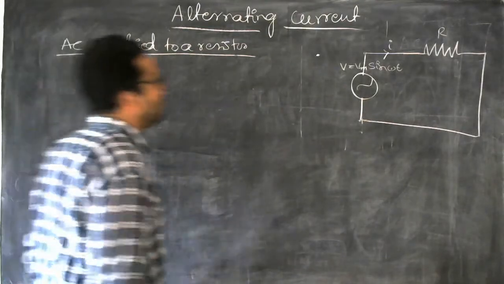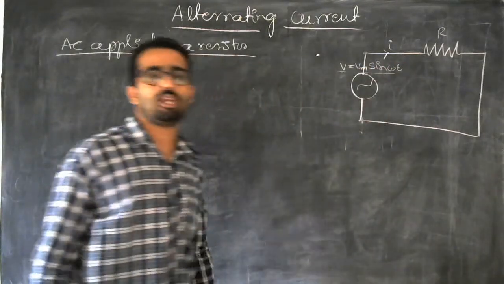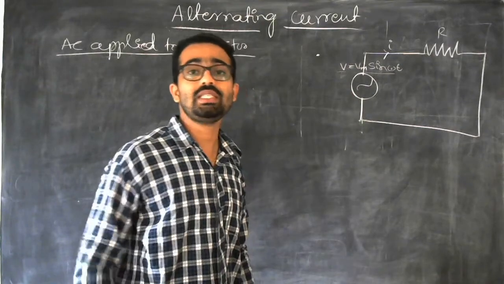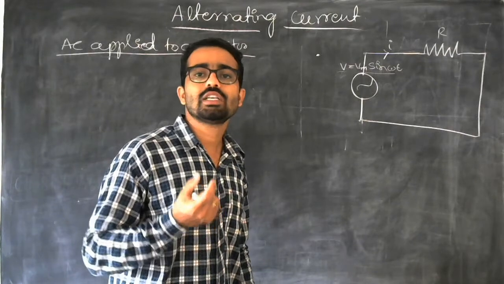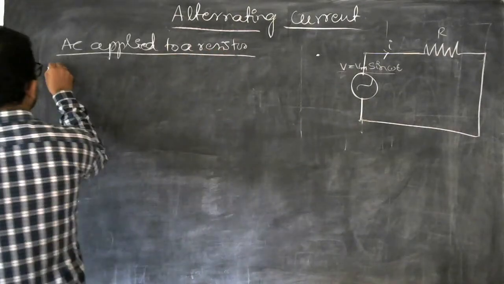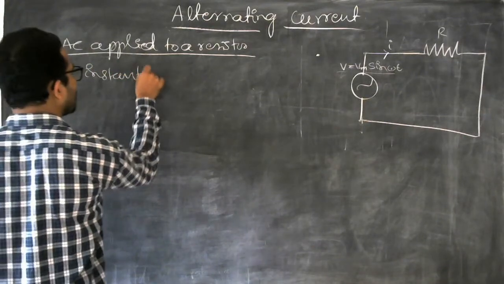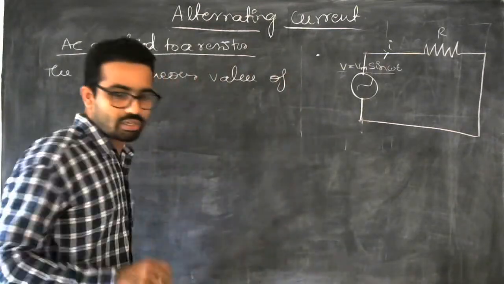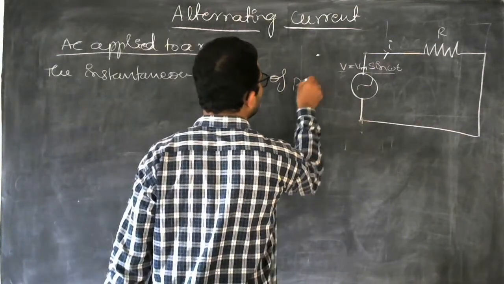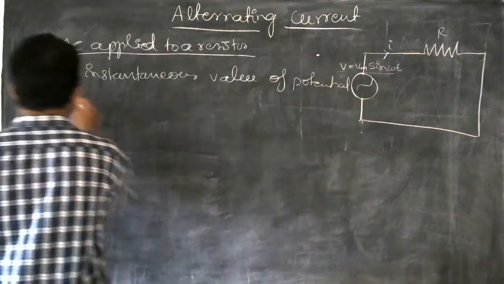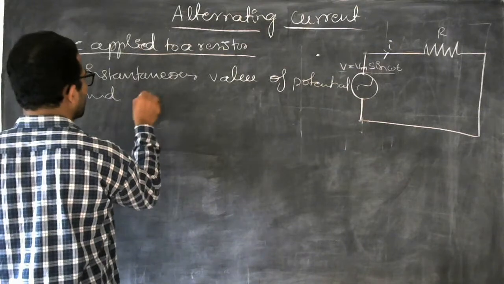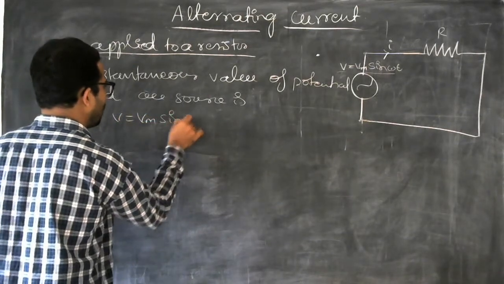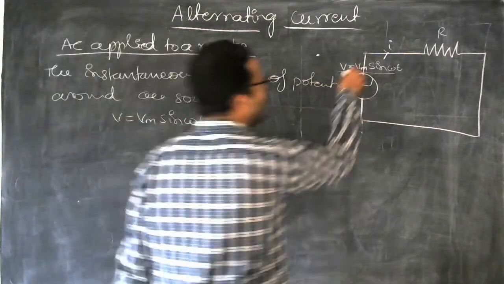One more thing: this value V is equal to Vm sin omega t, which is the potential given by the AC source, and that potential is called the instantaneous value of potential. Instantaneous means at a very small interval of time. So the instantaneous value of potential around the AC source is V is equal to Vm sin omega t.